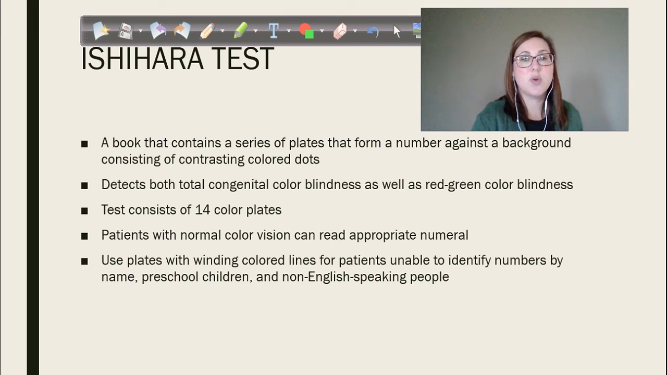So this can detect both congenital color blindness as well as red and green color blindness. I think that red and green is the most common, or it's blue and gray, I can't remember. But there's 14 color plates total in this test. So with normal color vision, the patient can read the appropriate number within that plate.